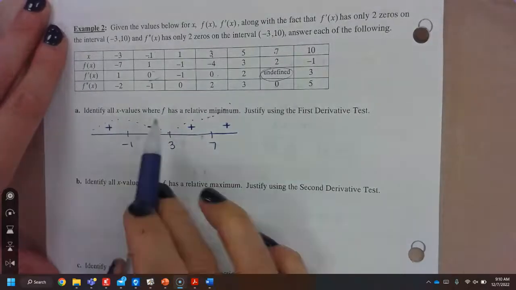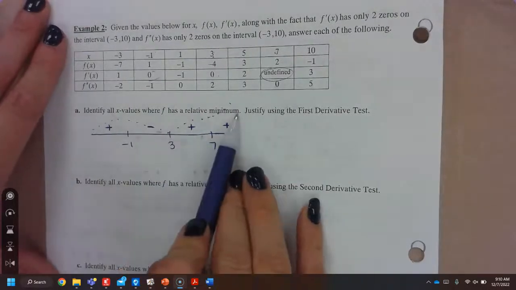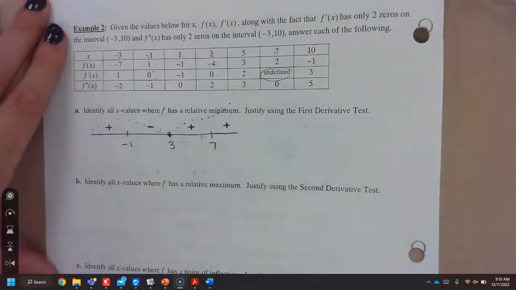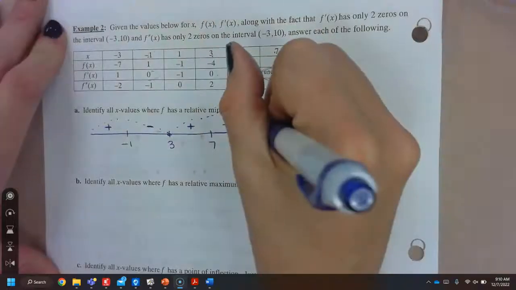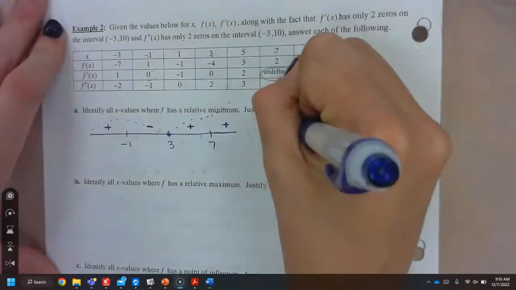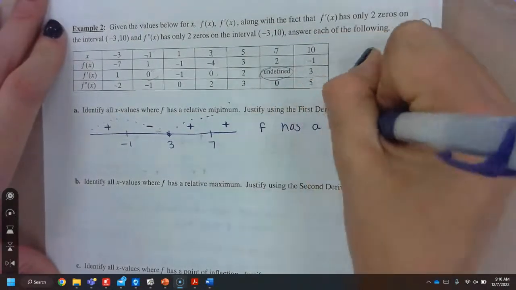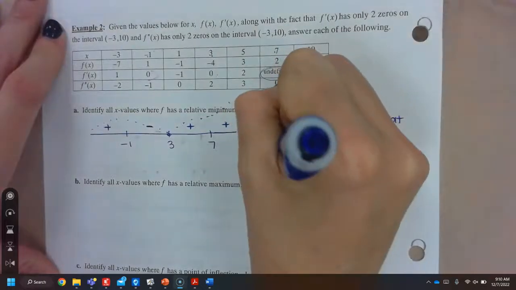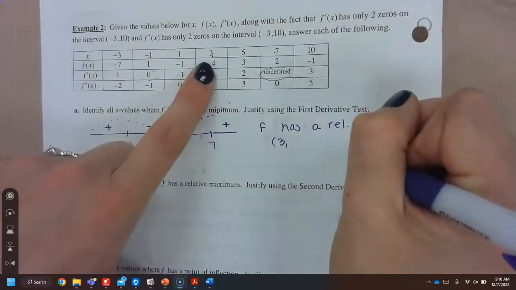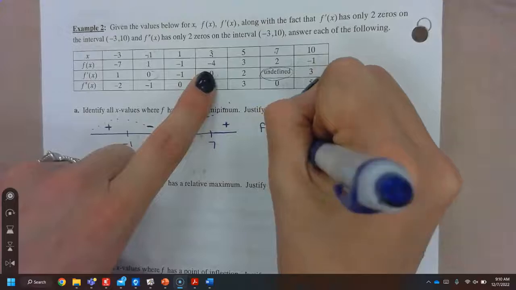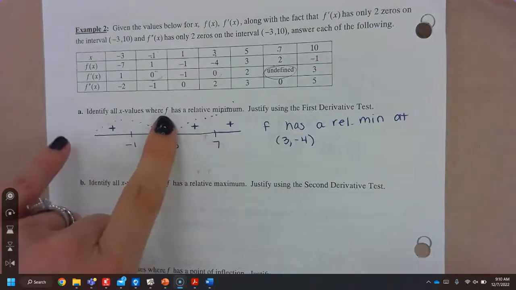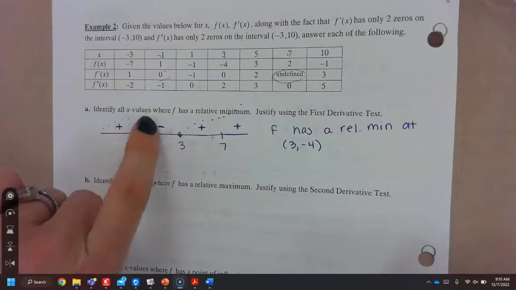So it asks me to identify the relative mins. So where is my min? At x equals? Perfect. So you would say f has a rel min at 3, -4, because we know the y value. And you don't know, well, it says, I guess it says identify all x values.